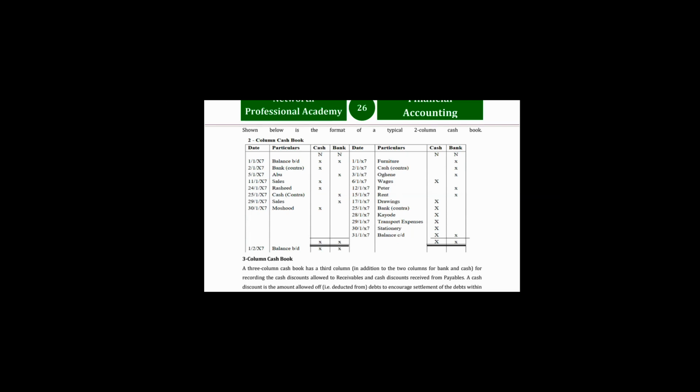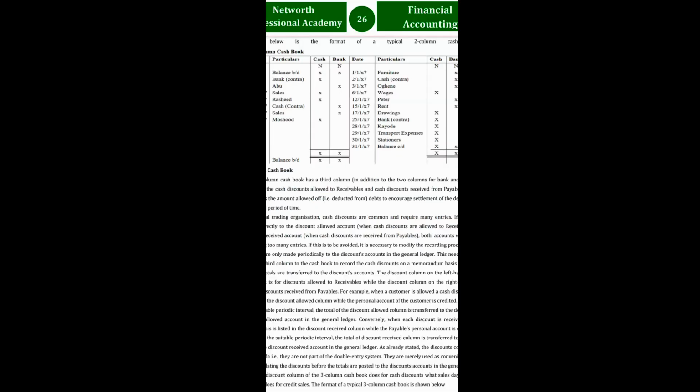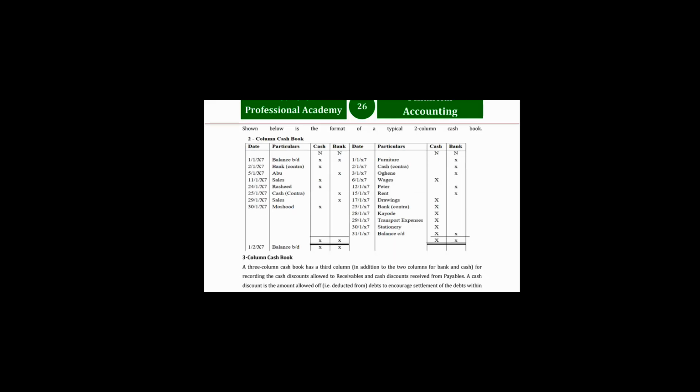It's just that for single column, we only have amount. We don't have it in cash and bank. What makes it two column cash book is the fact that we have cash column and bank column. The transaction can either be in cash or through the bank. Okay, sir.